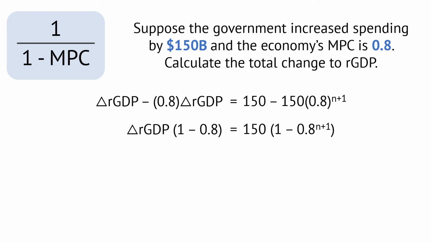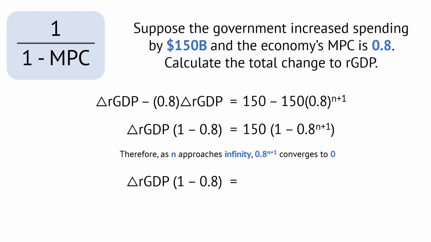But remember, since 0.8 is less than 1, we know that 0.8, as you raise it to higher and higher powers, is going to converge to 0. And so we can just rewrite the right side of that equation as 150 times 1 minus 0, or change to real GDP, times 1 minus 0.8 is just equal to 150.